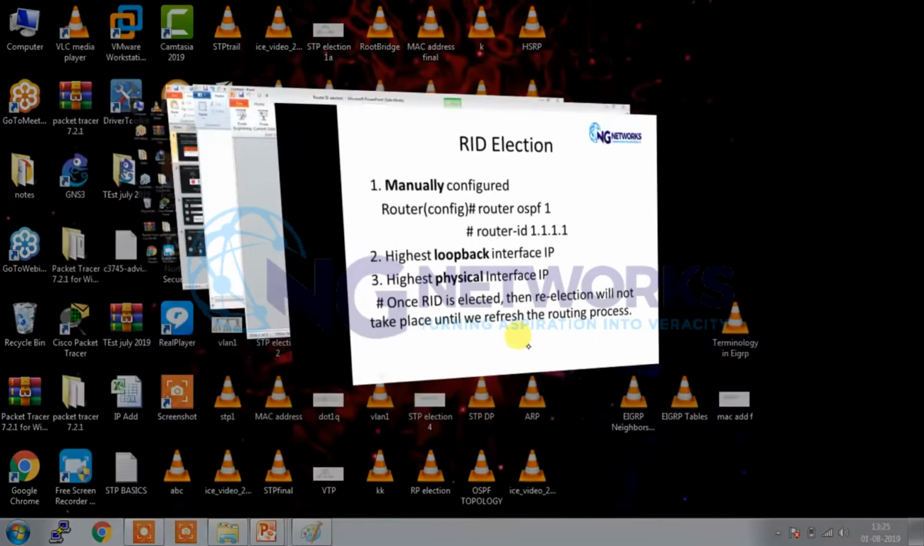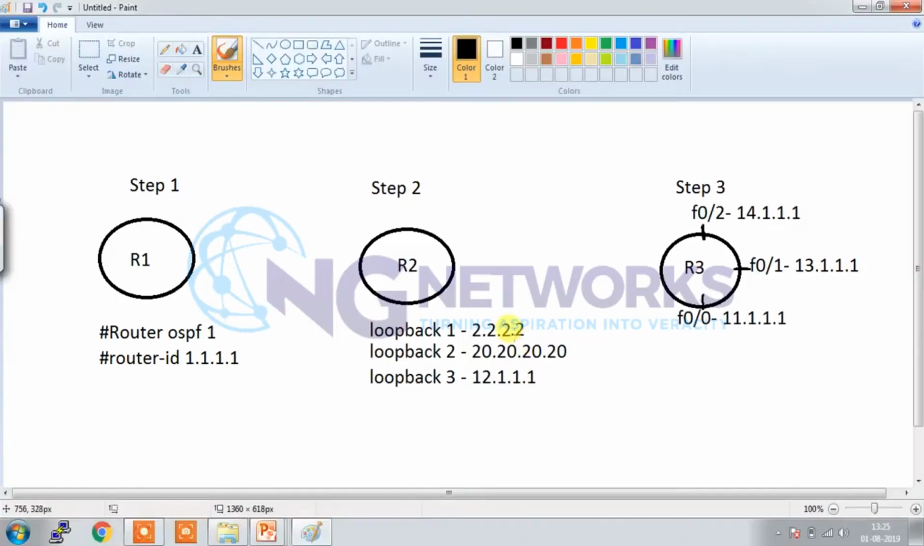So let's see this with the help of an example. So in the first case, this is a router, okay. Let's say the router ID is configured manually, which is 1.1.1.1. Now this router is not going to consider any other criteria and the router ID will be 1.1.1.1.